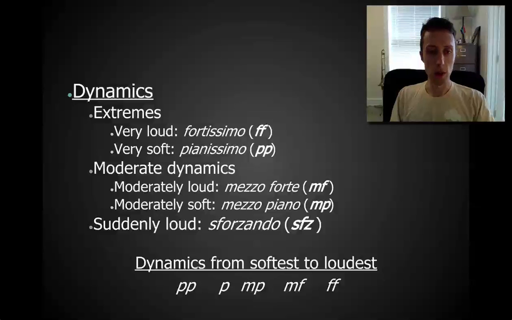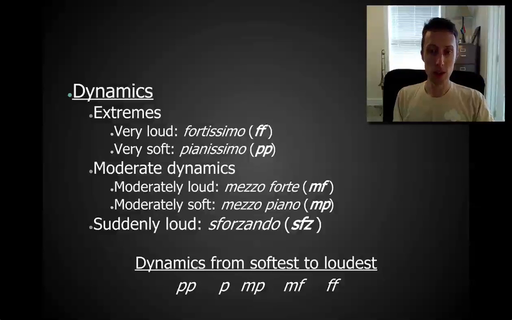And then we sort of have the moderate dynamics. We put a mezzo in front of either forte or piano to make it moderate. So, for example, moderately loud would be mezzo forte, or MF, and then moderately soft would be mezzo piano, which would be marked by an MP.